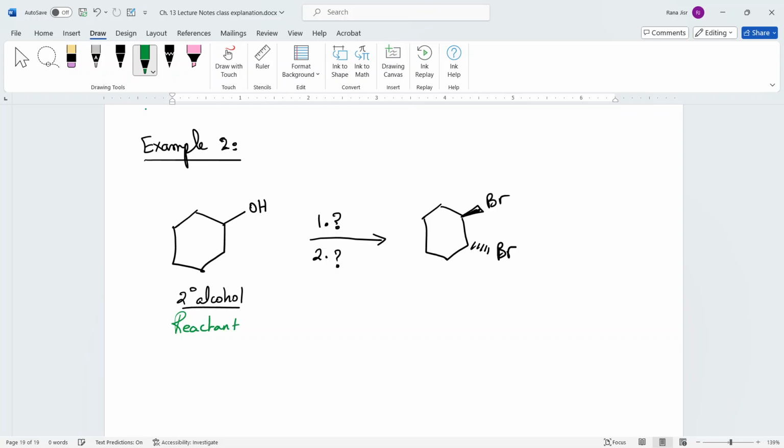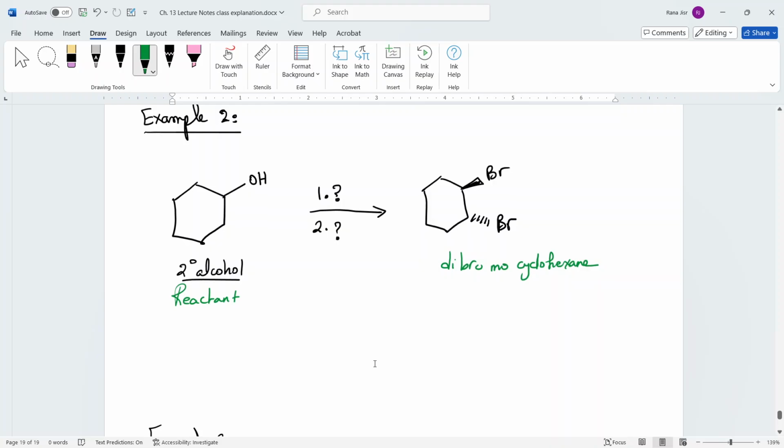And I am getting a product which is a dibromocyclohexane. This is a trans-dibromocyclohexane. What is the reaction that I know that adds 2 bromines to each other and they are trans? Well, I know that I need to start with an alkene. So I'm just going to go backwards as I did earlier. And I know that I am adding the bromines between those 2 carbons in there. So I'm going to take those bromines out.